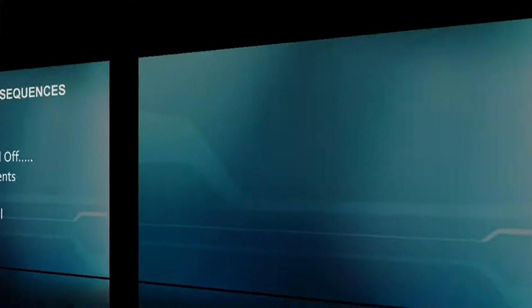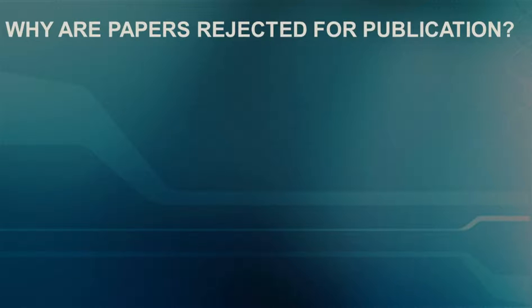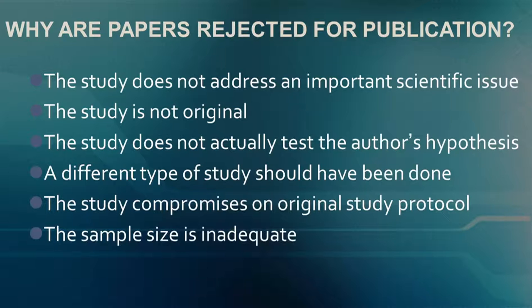And finally, I just wanted to mention very quickly why papers are rejected, why we feel that papers are not accepted. At times the study does not address an important scientific issue, then why should somebody publish that paper? The study is not original. Similar studies are published by some authors and then you just duplicate the study. Who is going to publish that paper? The study does not actually test the author's hypothesis. A different type of study should have been done.